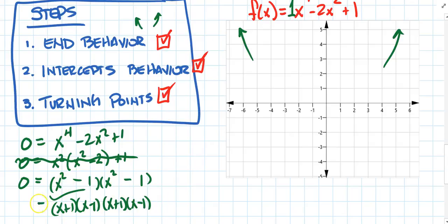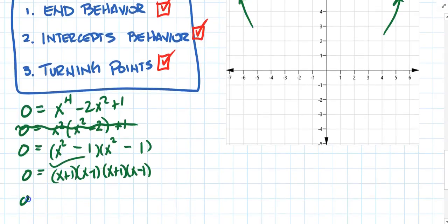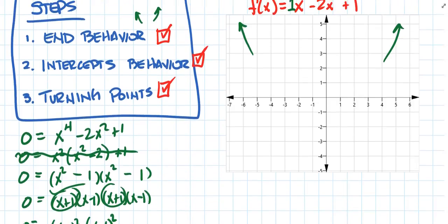So this is still set equal to 0. So how could I write this better? This could be written as x plus 1 squared, because there's 2 of them. There's this guy and this guy, times an x minus 1 squared. So this tells me a whole lot of information, right? This tells me that both 1 and negative 1 are zeros, and they have a double multiplicity.